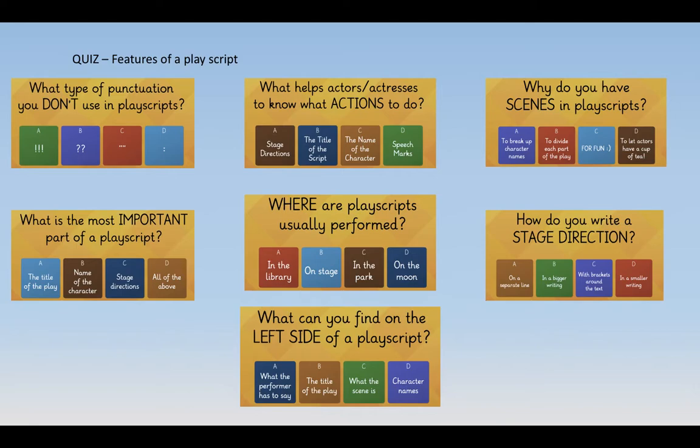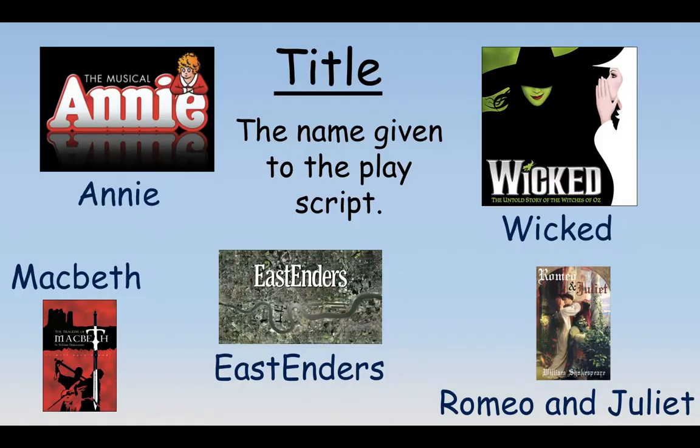Number 4, what is the most important part of a play script? It's all of those, so D. Number 5, where are play scripts usually performed? It's B, on stage. Number 6, how do you write a stage direction? It's C, with brackets around the text. And the last one, what can you find on the left side of a play script? It's D, character's name, which will also be followed by a colon.